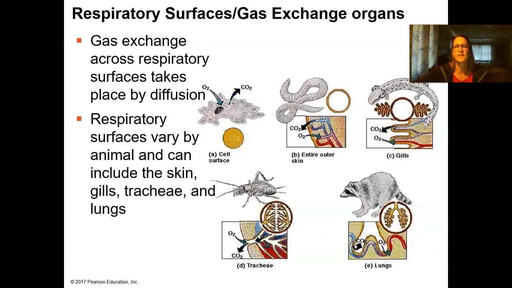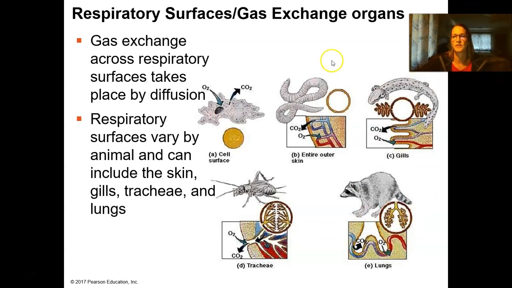So there's all kinds of different gas exchange organs or respiratory surfaces. Some of these you may not know about. I'm sure you have heard of gills and lungs. So gills, like in the salamander, or gills are also used in fish, and actually a lot of aquatic invertebrates have gills. Lungs are what mammals have, and lots of other vertebrate species have lungs. But there's other respiratory surfaces as well. So gas exchange will always take place in the respiratory surfaces by diffusion.